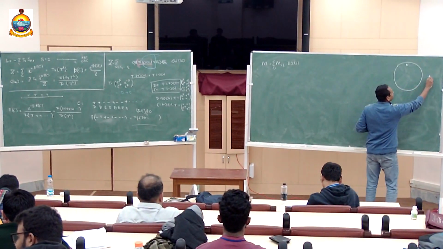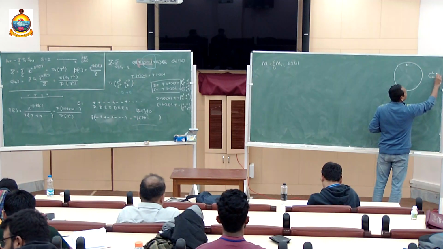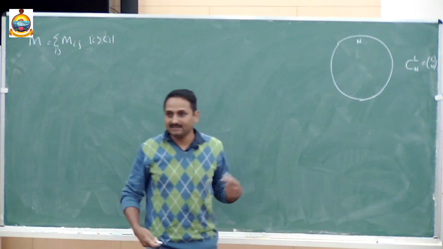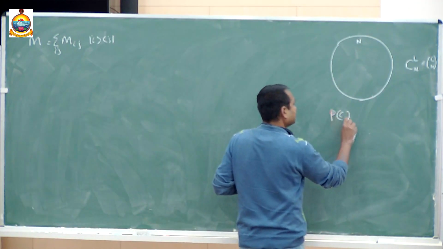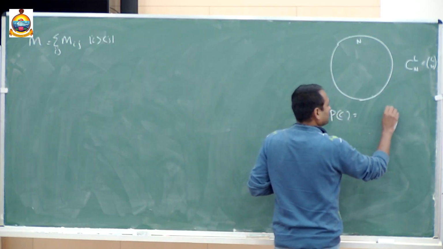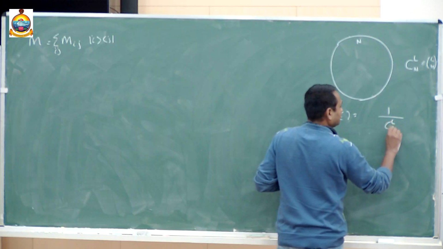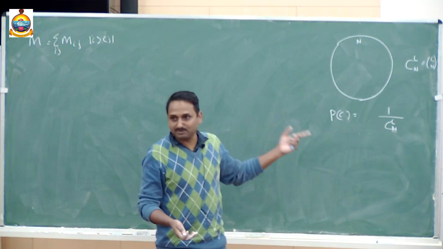So the number of configurations in this is just C(L,N). This is equivalent to the other notation if you are familiar with it. You choose this many configurations. So the probability of any configuration C is just 1 divided by C(L,N). That's the probability, because the sum over all configurations becomes 1. This is for this problem.